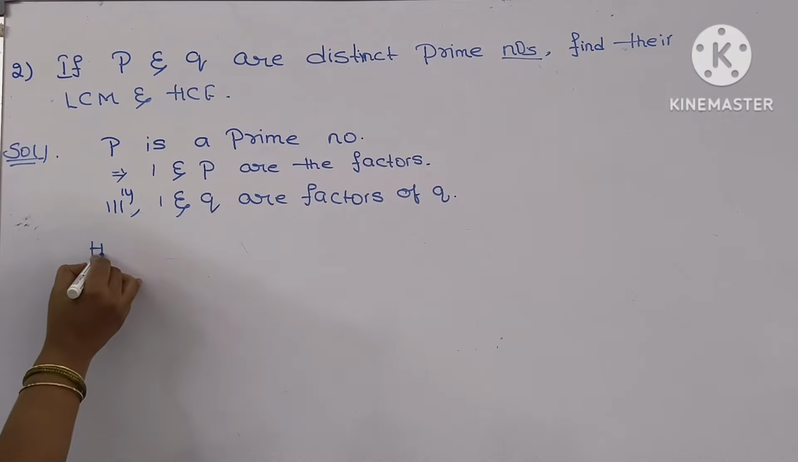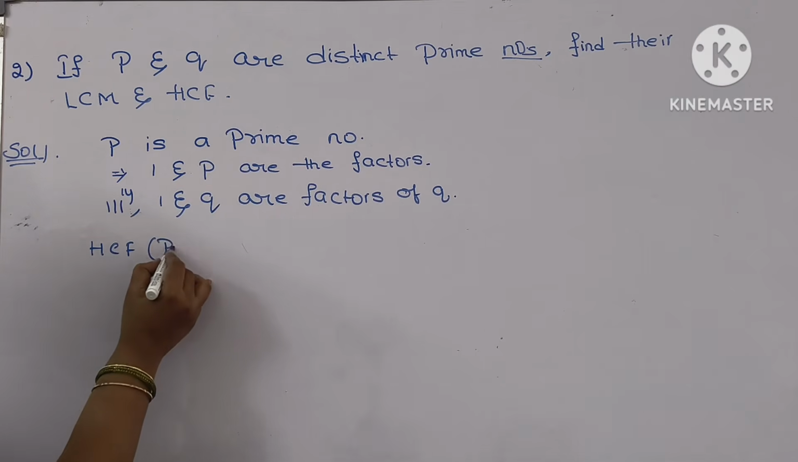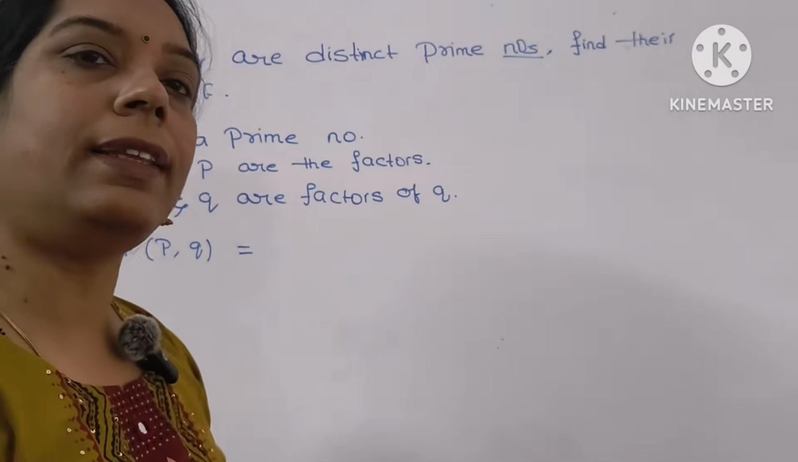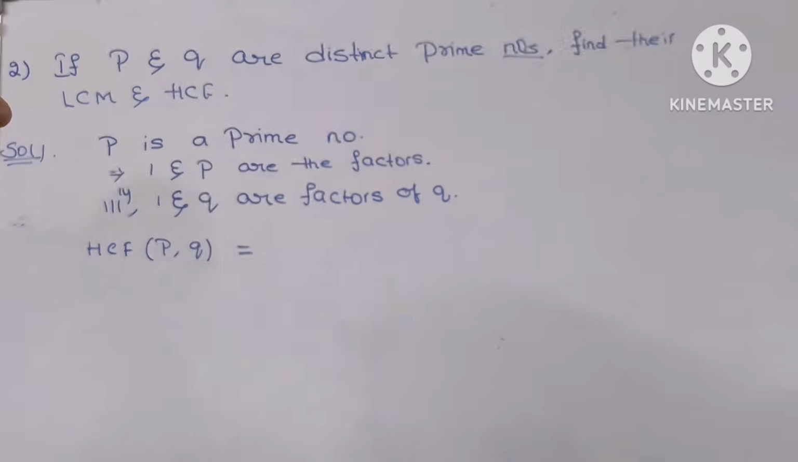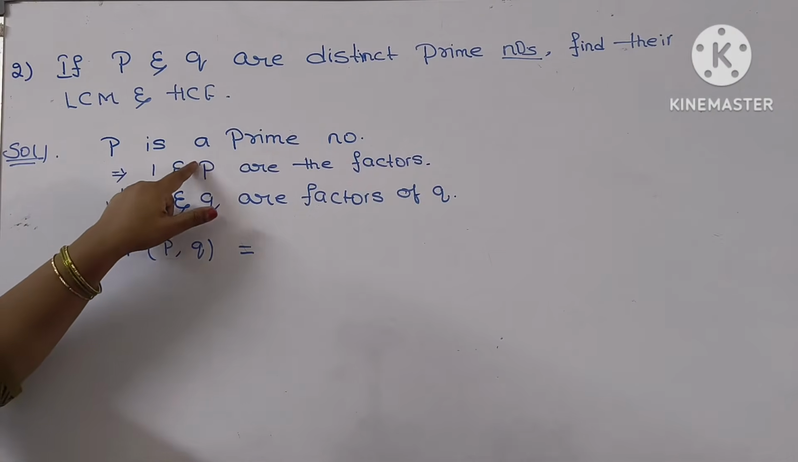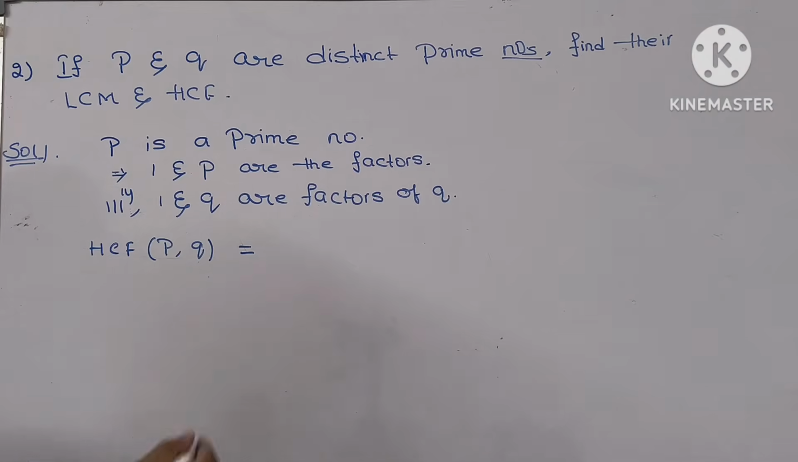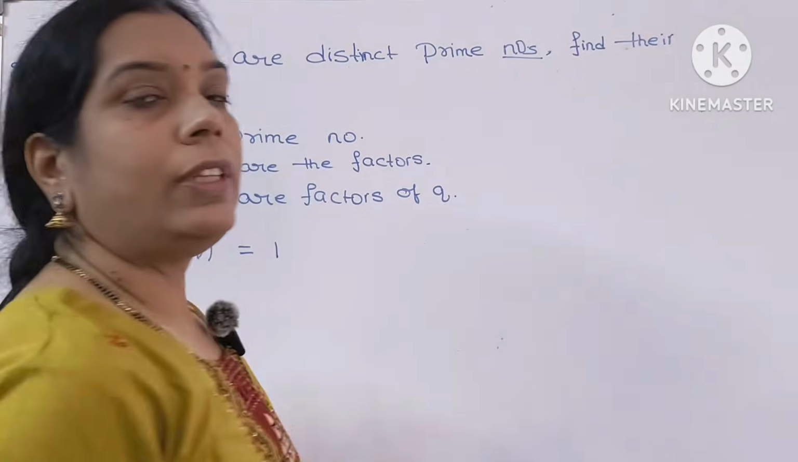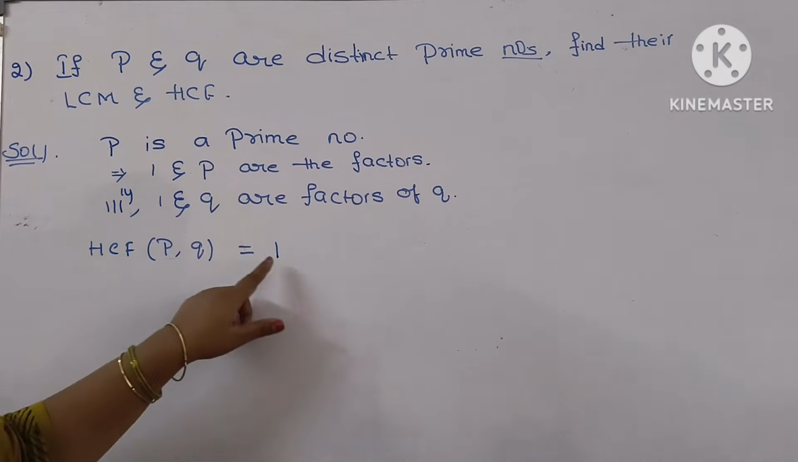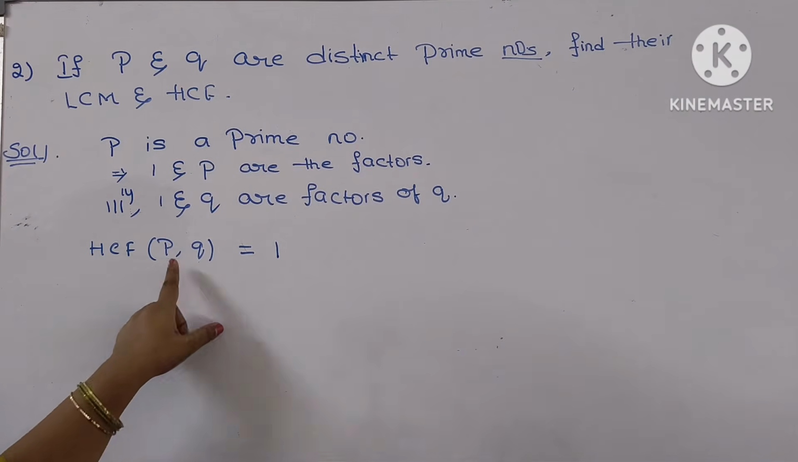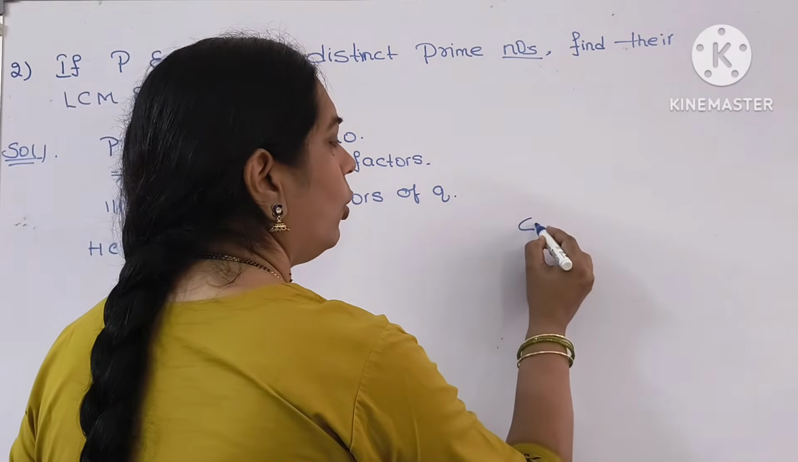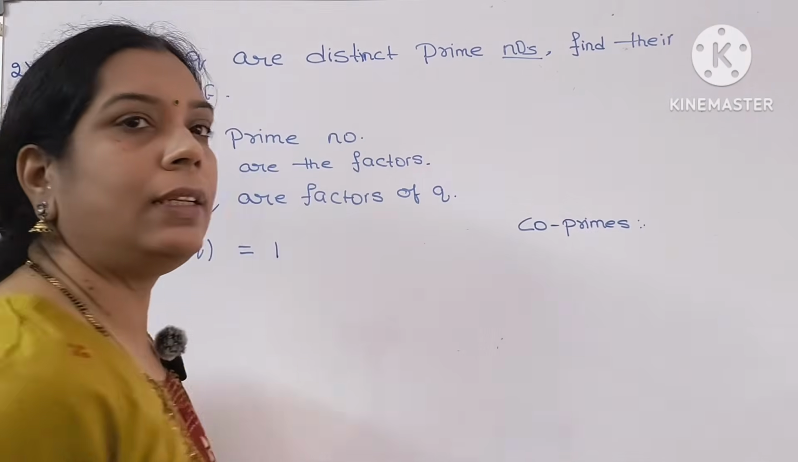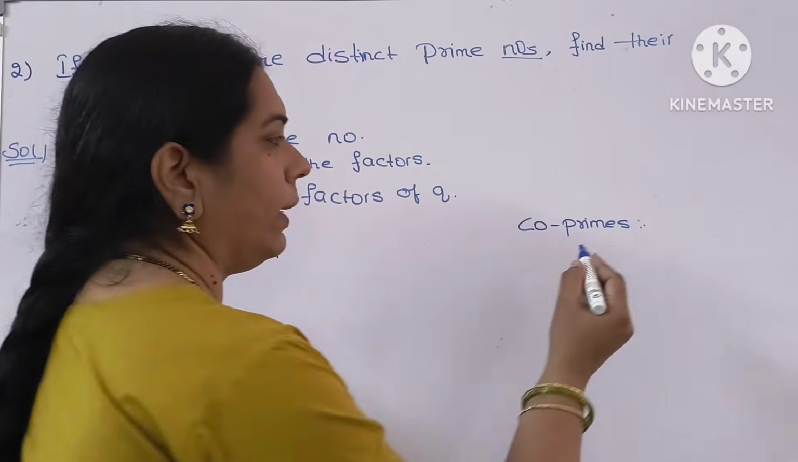Now we have to find the HCF and LCM. HCF of the given two numbers. What is HCF by definition? We just now learnt that HCF is the product of all common factors. Which are the common factors for P and Q? P and Q are different numbers. 1 is the only common factor. Now, you have to remember here one thing. If the HCF of any given two numbers is 1, then the given two numbers are called co-primes. So, a new concept, co-primes. Co-primes are the numbers whose HCF is 1.